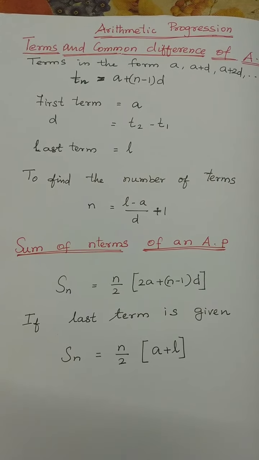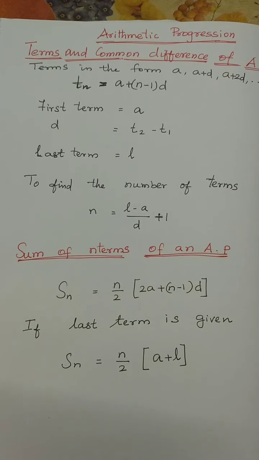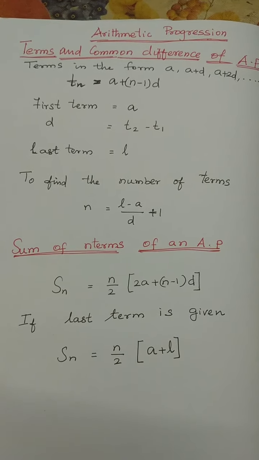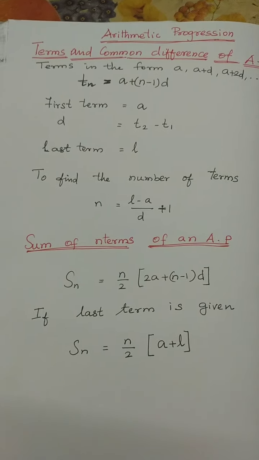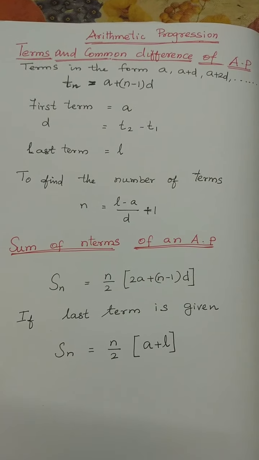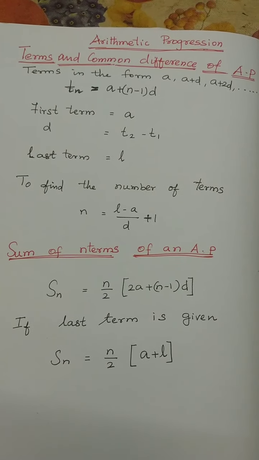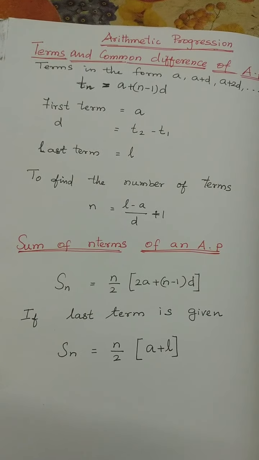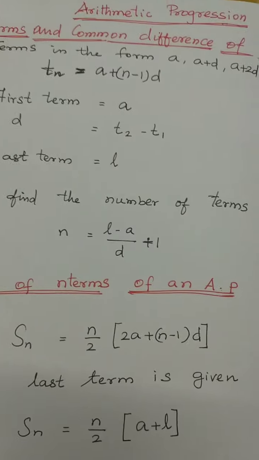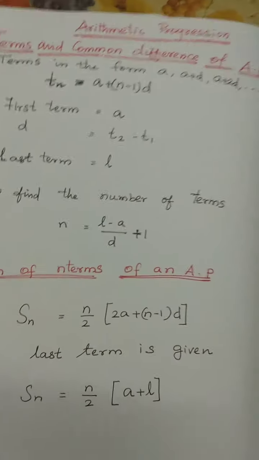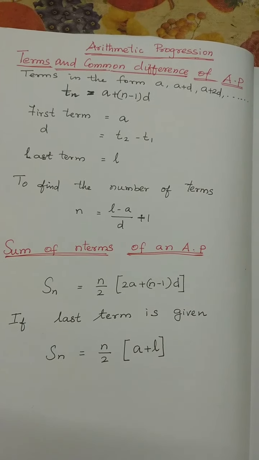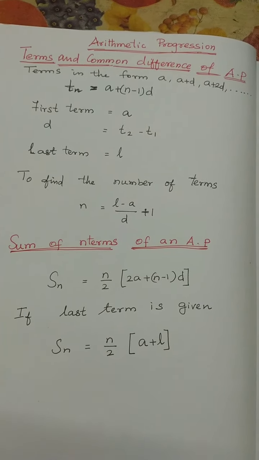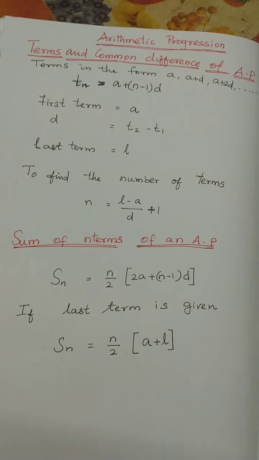Welcome to Maths class. In the last class, we have seen the arithmetic progression, the terms and common difference of an AP. The terms are in the form a, a plus d, a plus 2d, and so on. The last term is a plus n minus 1 into d.